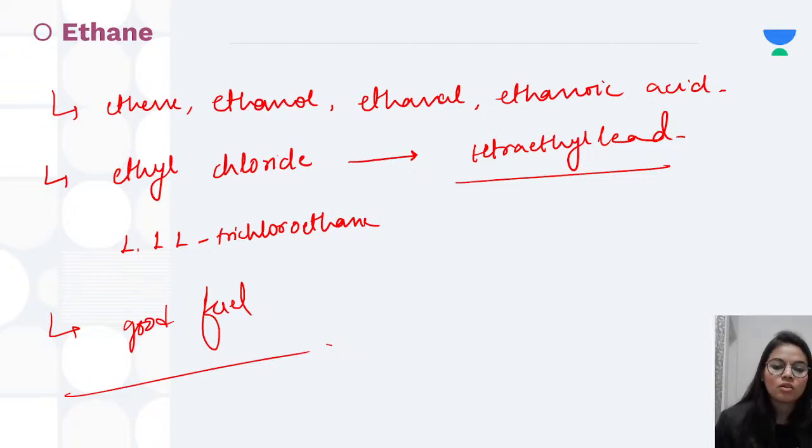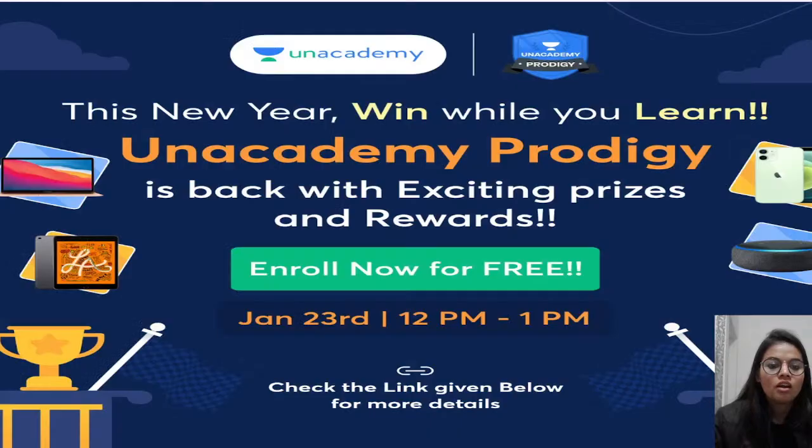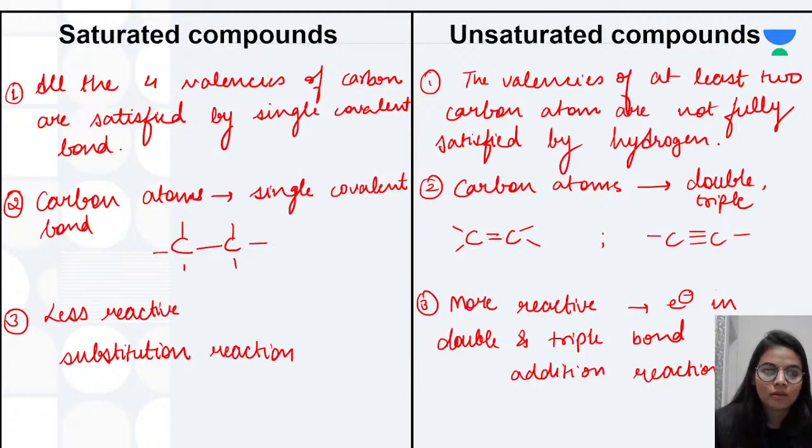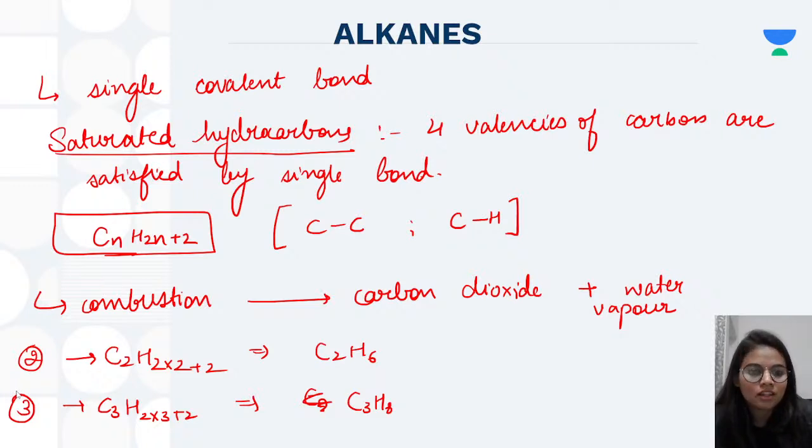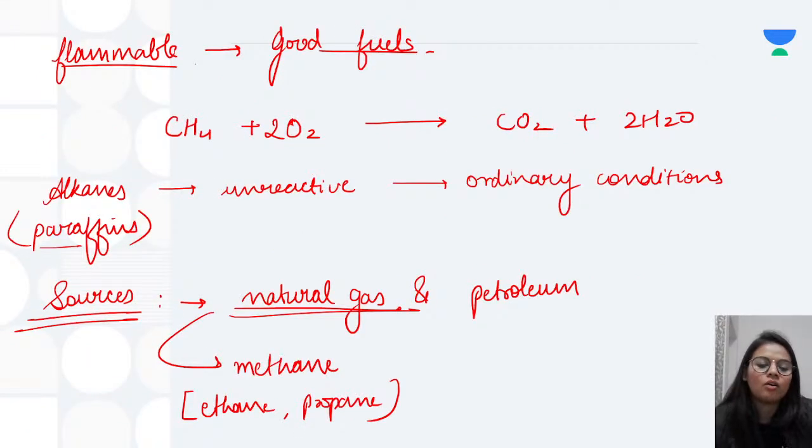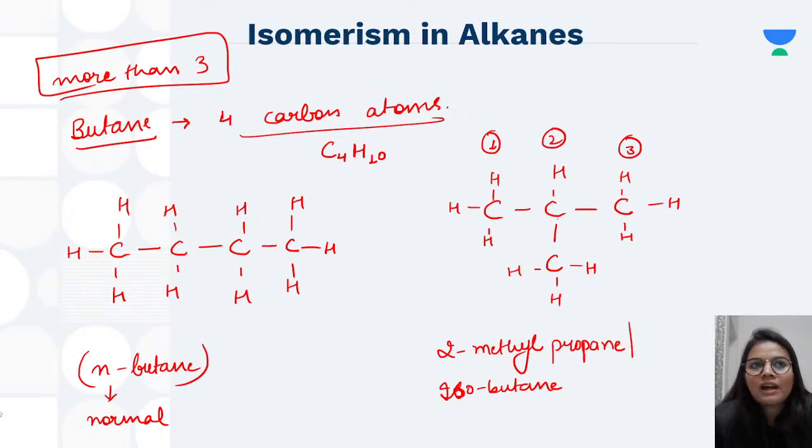Now students, let's quickly see what we have covered today. We started with hydrocarbons, saturated and unsaturated ones. Saturated we have alkanes having single bonds; unsaturated we have alkenes and alkynes having double or triple bonds. Alkanes are joined by single covalent bonds. The formula is CnH2n+2. They are flammable, good fuels, and generally unreactive under ordinary conditions. They are also known as paraffins. The sources of alkanes are natural gas and petroleum. Alkanes having more than 3 carbon atoms show isomerism.